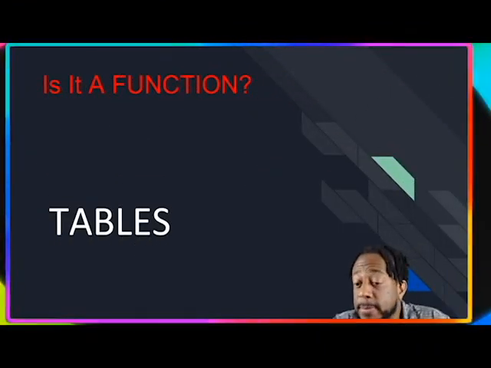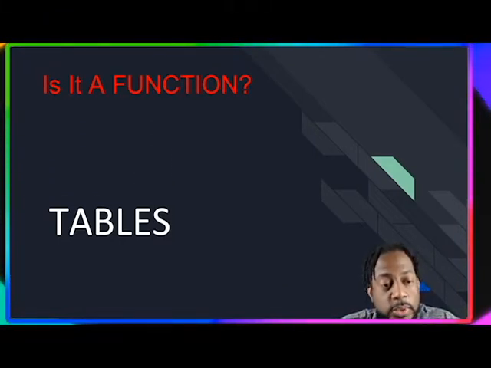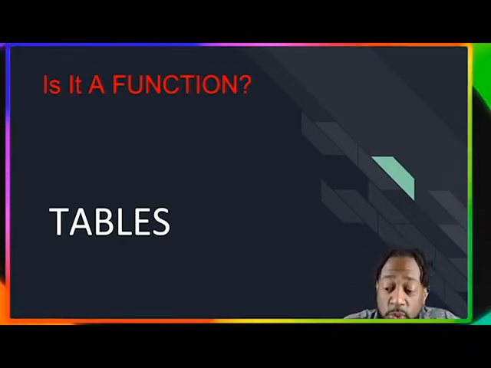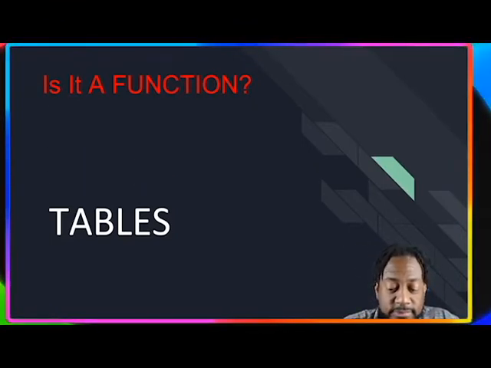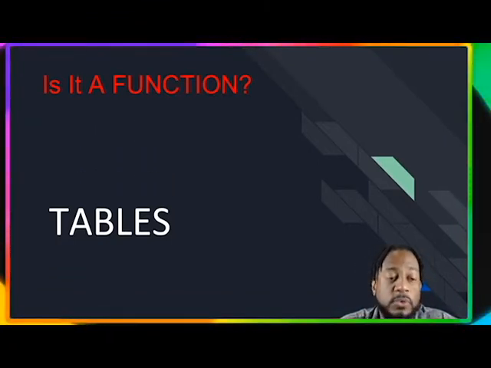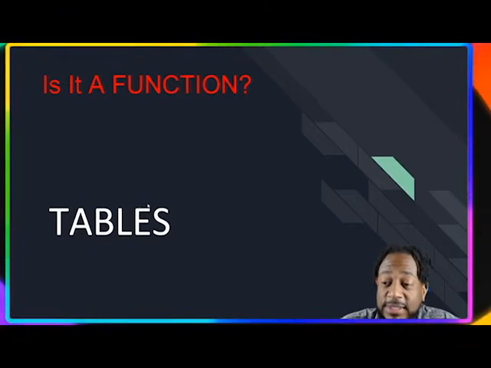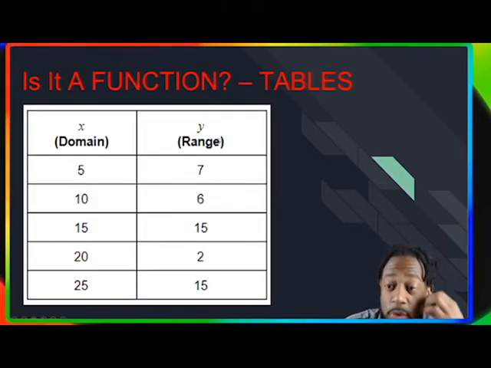All right, we did mapping diagrams. Now we're going to do tables. Tables, is this a function? It's doing the same thing. If you got 2 going over to the other side, just keep it simple like that. If you got 2 going to the other side, to different ones, it's not a function. Moving on. Just keep moving. Don't even waste no time. All right, so let's go. X is domain, y is the range.